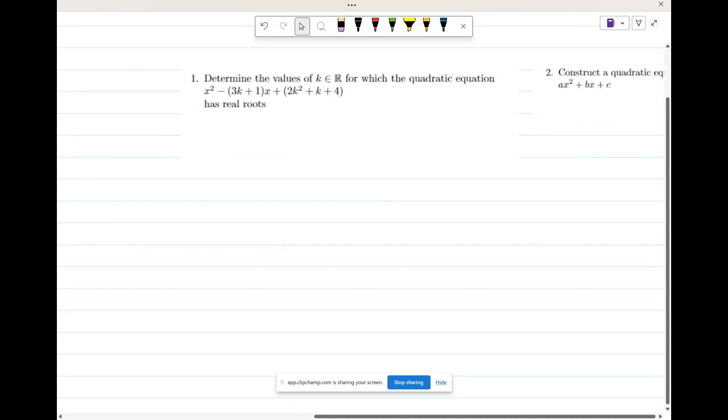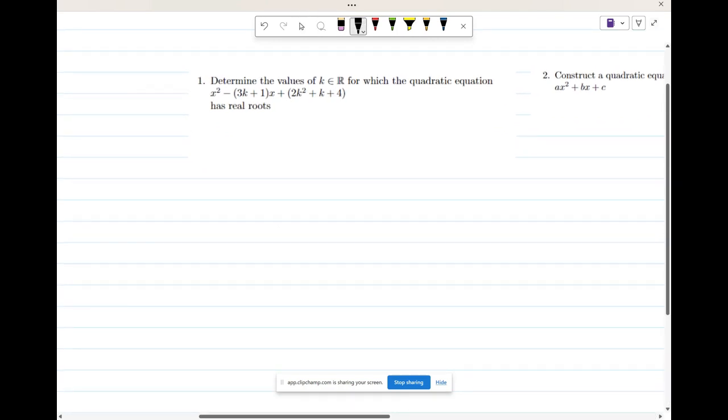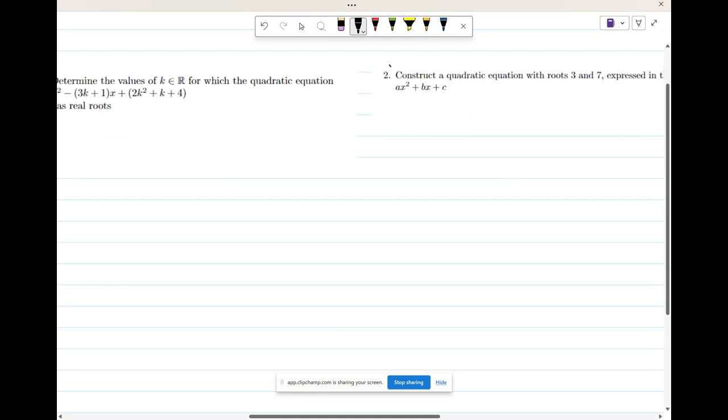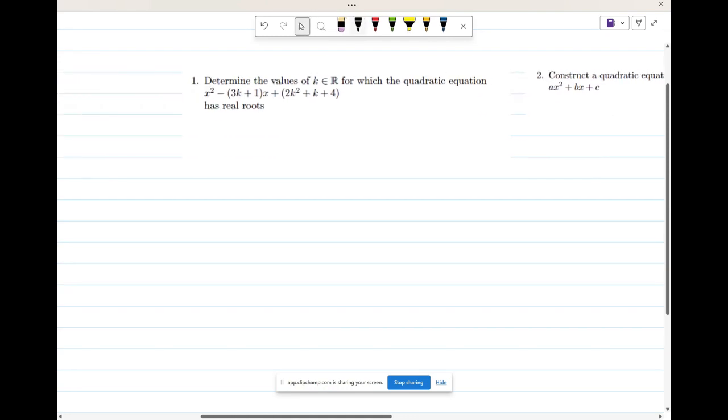So right at the start, I just want to go back on a bit of algebra, just because this is a useful trick to know, and we'll see why after this. The trick comes from question 2 on, but let's just do question 1 and get it out of the way. This is just to remind you, because it's an important part of algebra. It says determine the values of k for which this quadratic equation has real roots.